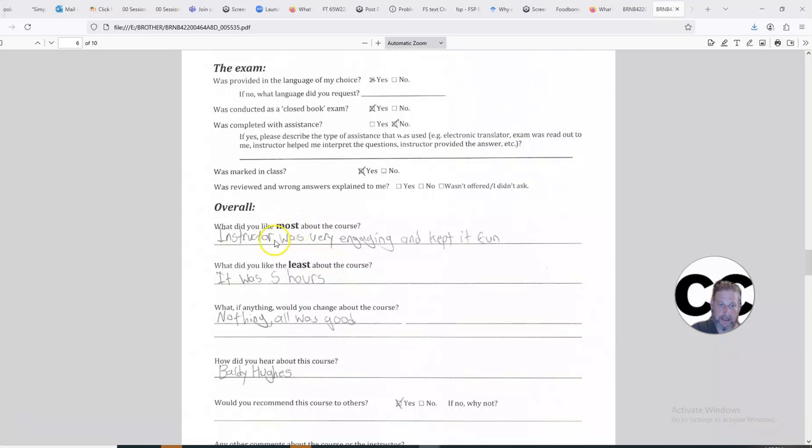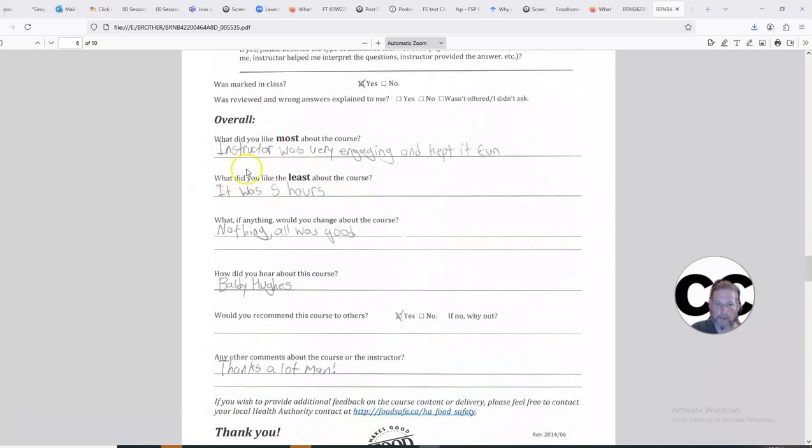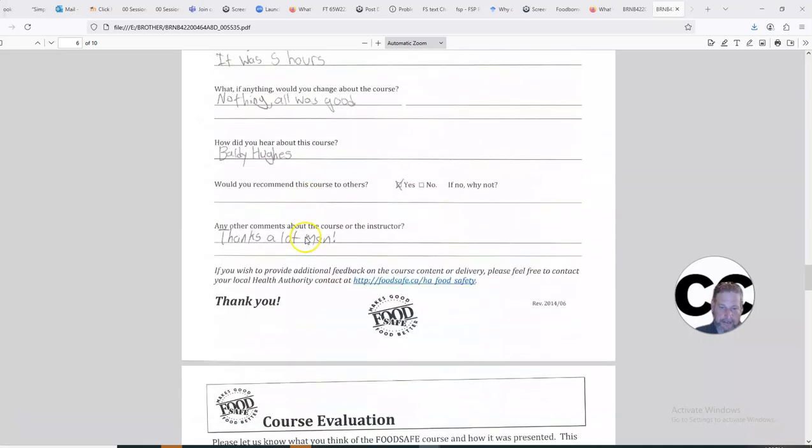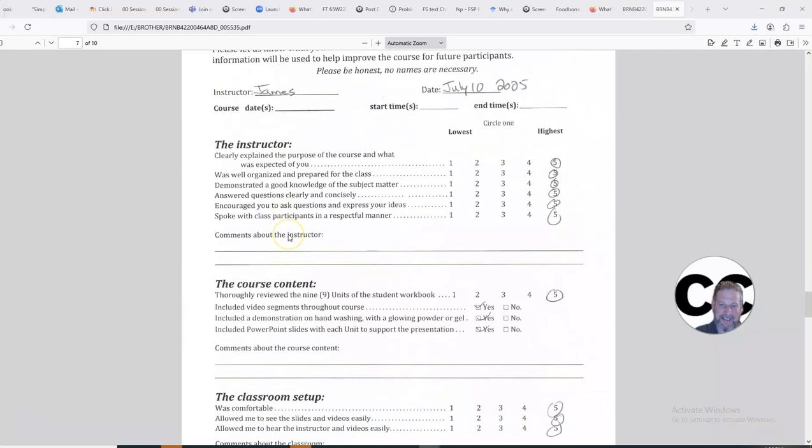Here's one more on the other side where they give the opportunity to give comments, and it also tells the stakeholders that I'm following everything, closed book exam and things like that. But their overall impressions were that they did find it engaging and that I kept it fun. They didn't like that it was 5 hours, so I do try to shorten things, but we do the best we can with the time we're given. And no ideas for changing there. Nice little comment to say thanks a lot. But this gives me an overall view for my one-day program.